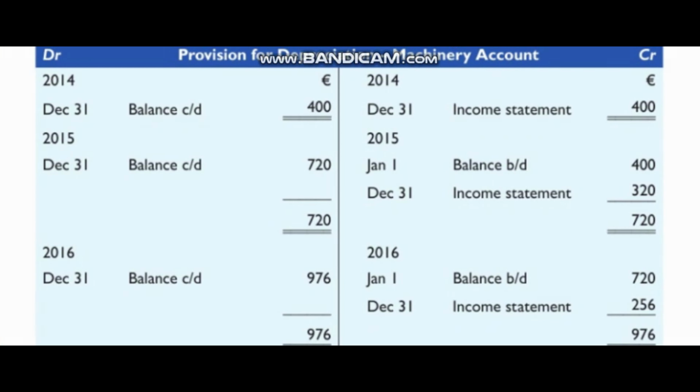As you can see here, this is in 2014. At the year end, we have recorded it on the income statement, because depreciation is an expense and this 400 euros is our expense for that particular year. So we record it in the income statement. And then for that year, we close the account or balance the account using balance CD. And again, in 2015, we have brought down the balance from 2014, which was 400 euros.